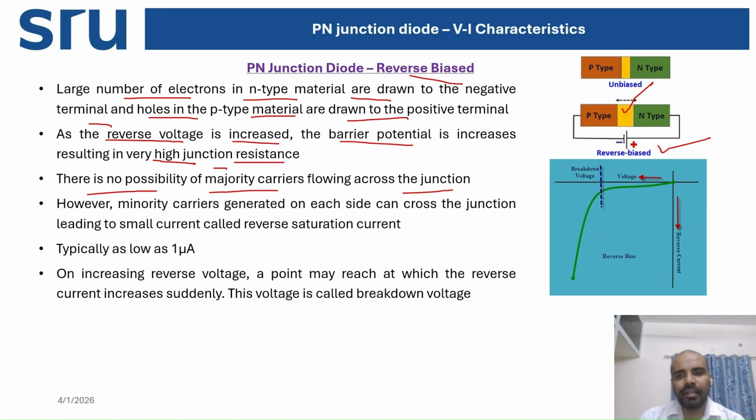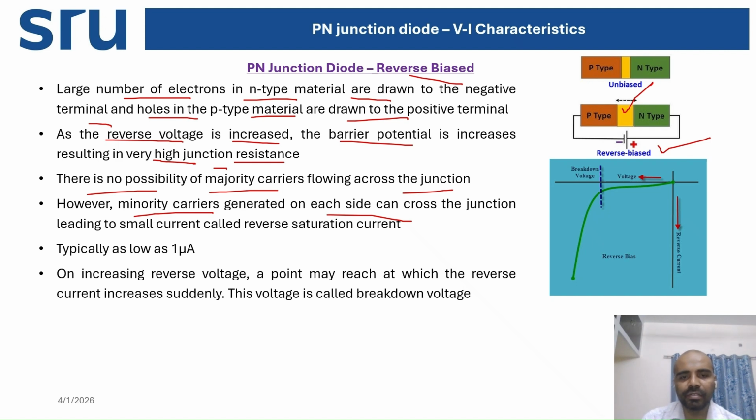But you know that there are minority charge carriers. For the P region, the majority charge carrier is hole, but the minority charge carrier is electron, so some electrons are present in the P region. For the N region, the majority charge carrier is electron, but the minority charge carrier is hole, so some holes are present in the N region. So you will get some current due to the movement of minority charge carriers, right?